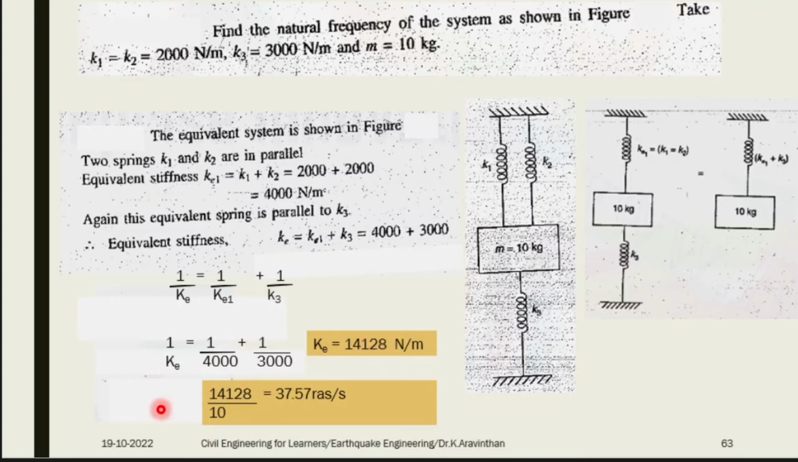Now you know frequency. What is frequency? Root of K by M. So you have to take the root of this K effective by M. Mass is known as 10 kg. The answer will be 37.57 radian per second. Omega n is this root of K by M.